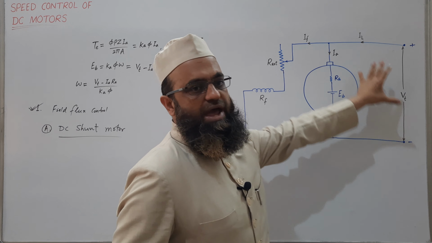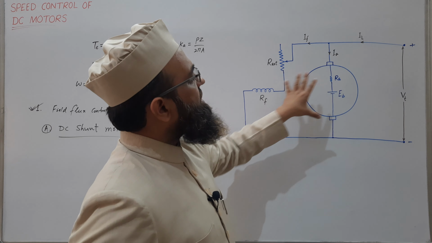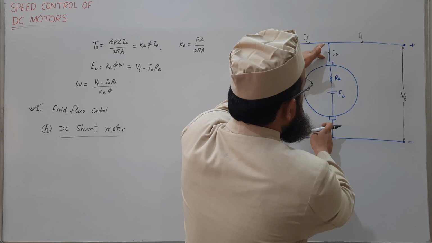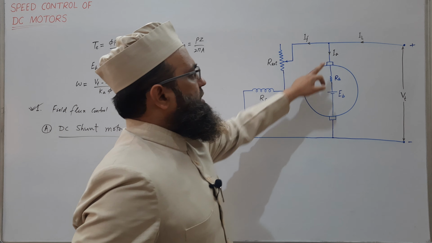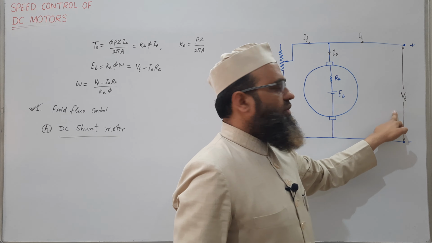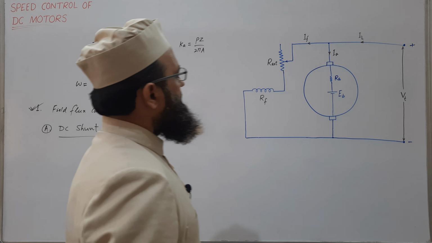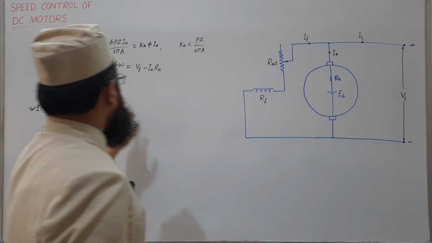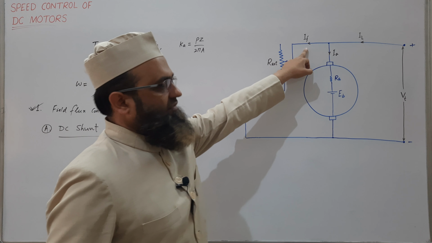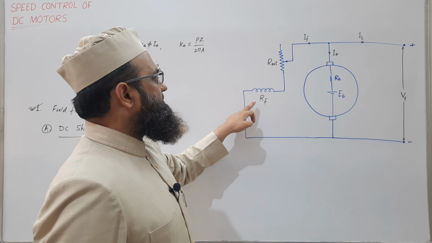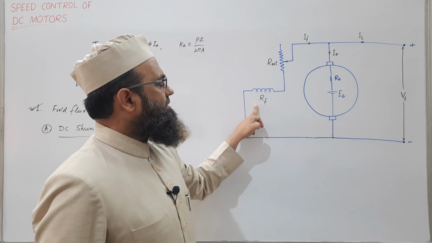You are aware of this diagram, right? This is DC shunt motor. This is armature terminals, armature current, field current and line current, terminal voltage. So in this method, our purpose is to change phi by changing IF. This is external resistor connected in series with shunt field winding.